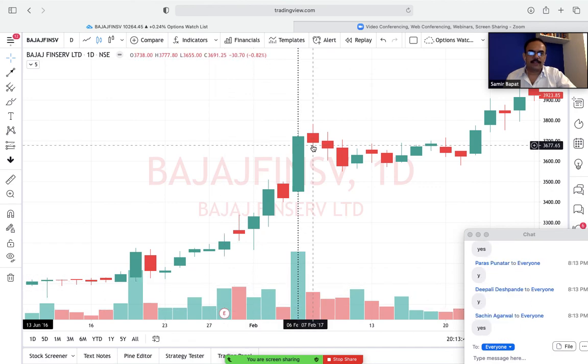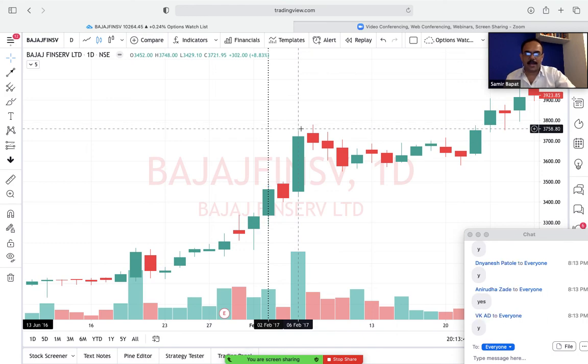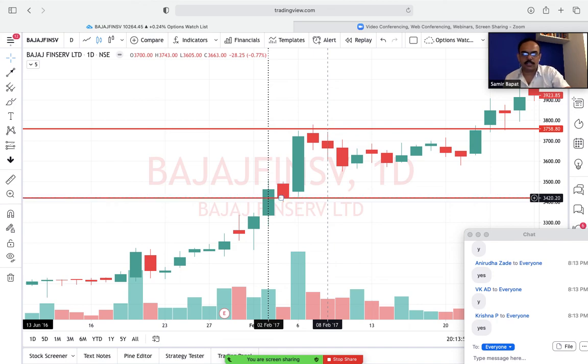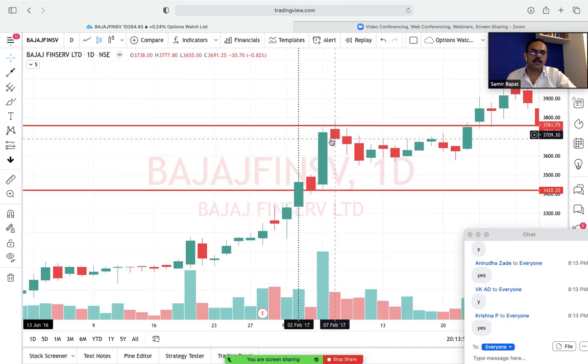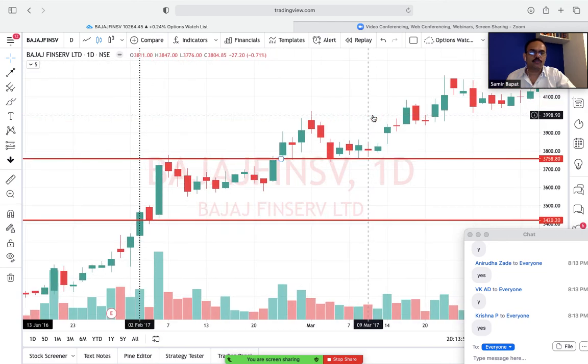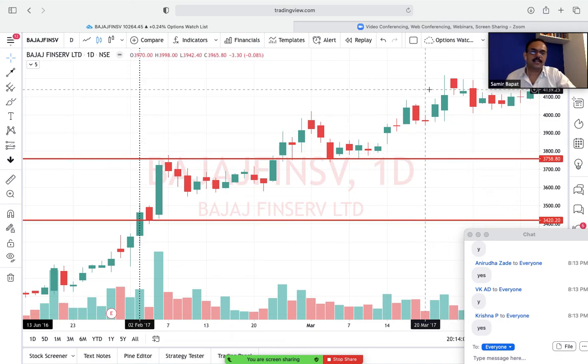This happened within 5 days. We buy here, and this is our stop loss. If it closes below this, we exit. Anyway, we have entered, and we hold it till it goes to 10%. So 3758, 10% is around 4100. So we can exit after 10% returns.